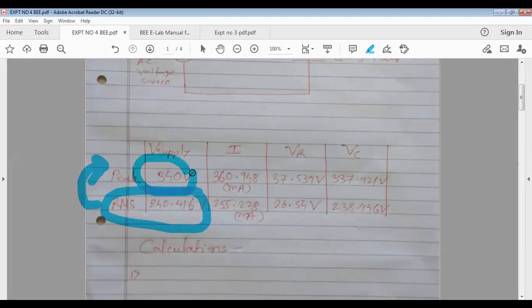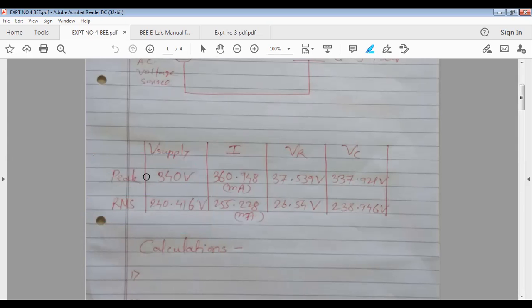So we will get 340, because when you are using the falstart.com online simulation software, there you have to enter the peak value and not the RMS. Okay. So suppose whatever RMS value you wanted to enter, 200, convert it into peak and then enter. Okay.